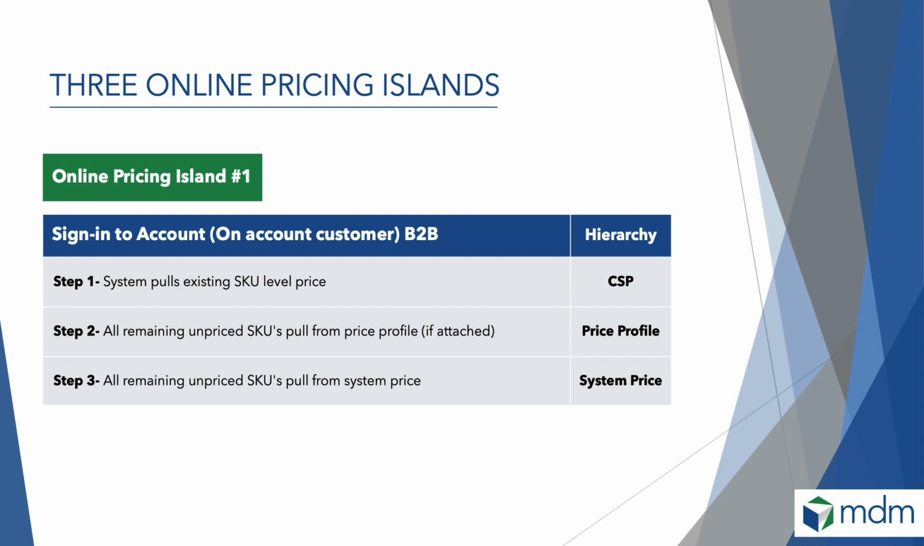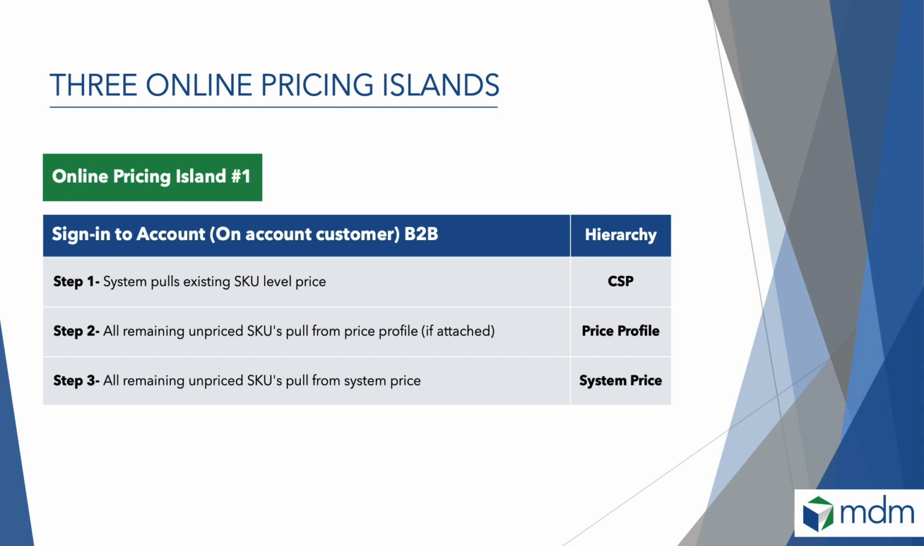For SKUs that aren't priced, they go to step 2, where all remaining unpriced SKUs pull from a price profile, if you have it, if it's attached. For example, when I was in construction supplies, we would set up a contractor 1 type price profile that included all the SKUs that we thought a big contractor would buy. If you have a customer tied to a price profile, it will then go from CSP to price profile. Then if it goes through those 2 steps and the SKU is still unpriced, the default is step 3, where all remaining unpriced SKUs pull from the system price.